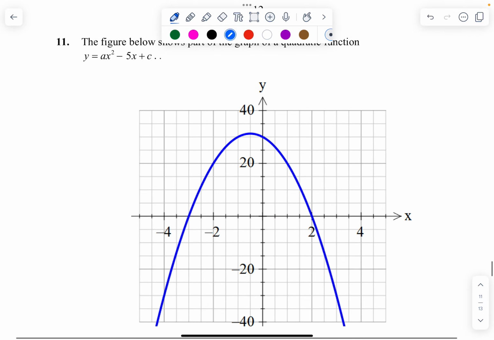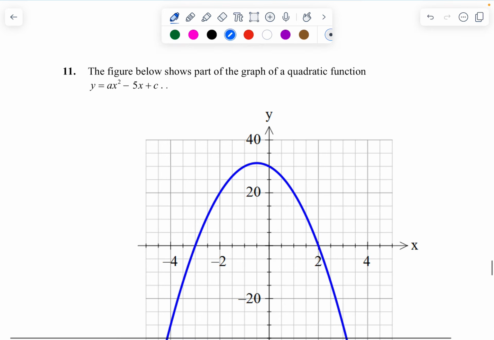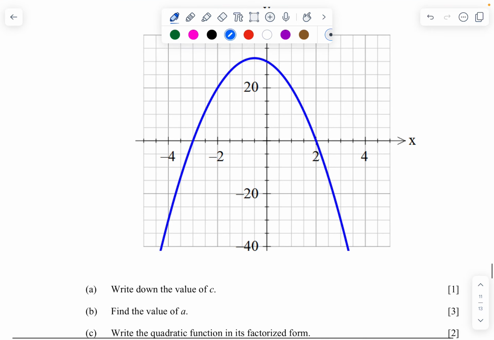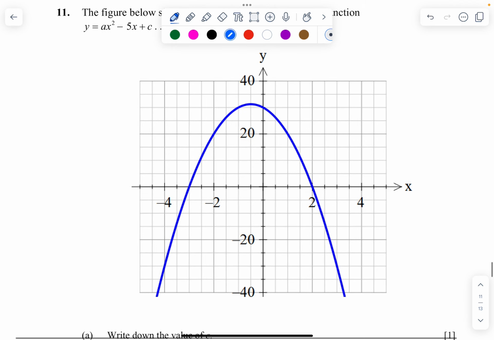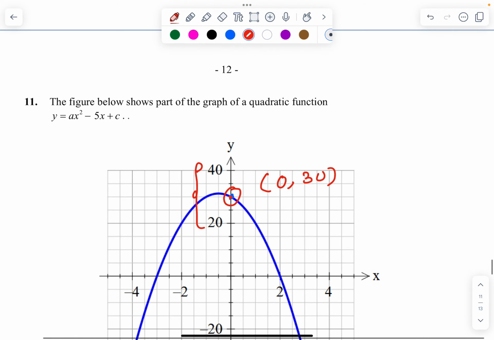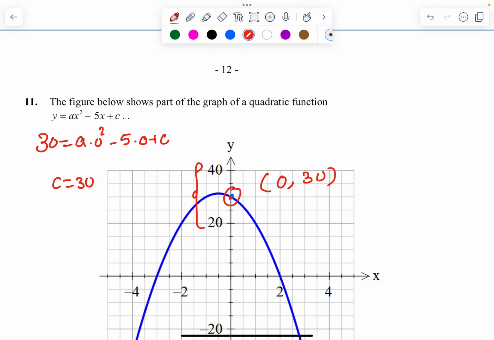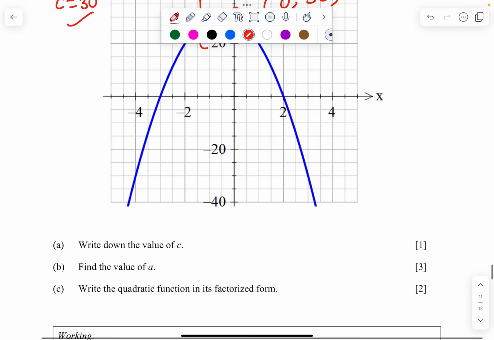Next, question number 11. The figure below shows a part of the graph of a quadratic function. Find the value of c. C is a point where x is 0 and y is 30, because it is between 20 and 40. So plug that in: 30 equals a times 0 squared minus 5 times 0 plus c. This gives me c value as 30.